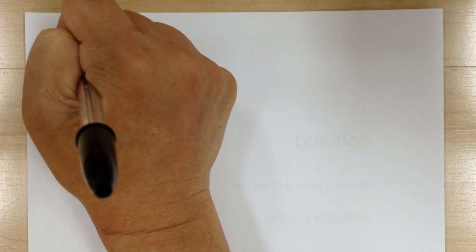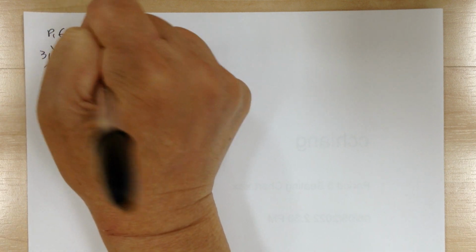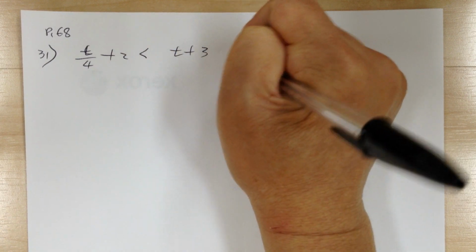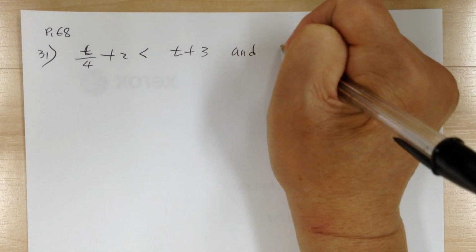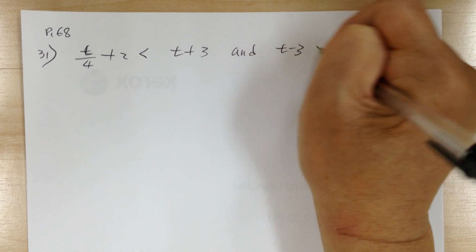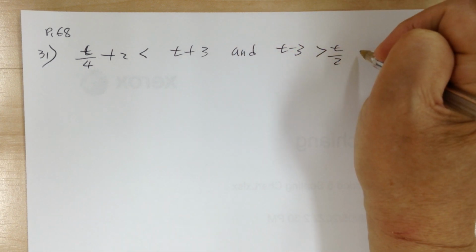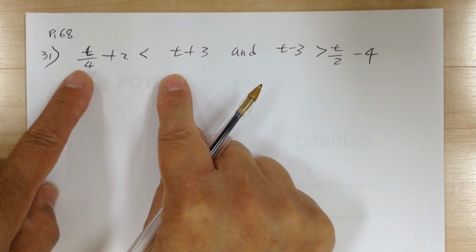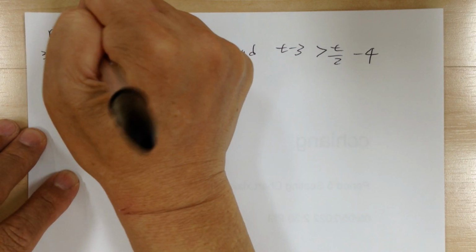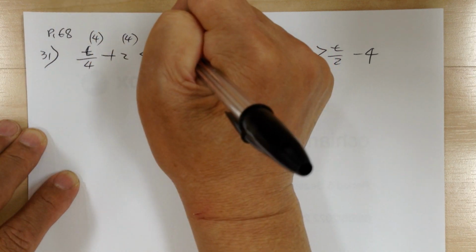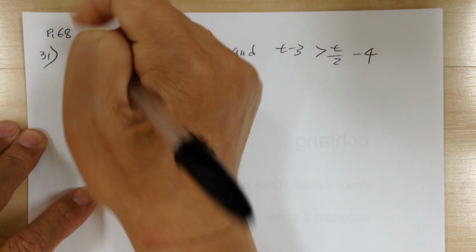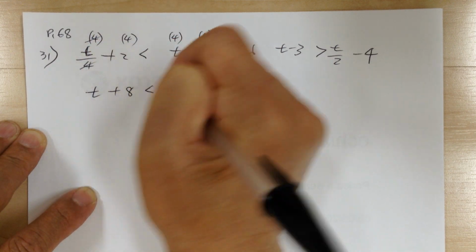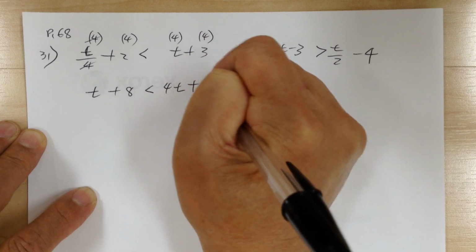Okay, number 31, you have t over 4 plus 2 is less than t plus 3, and t minus 3 is greater than t over 2 minus 4. Okay? So let's do this one first. Again, there's a fraction, so let's multiply every term by 4. So this will cancel out. So I got t plus 8 is less than 4t plus 12.